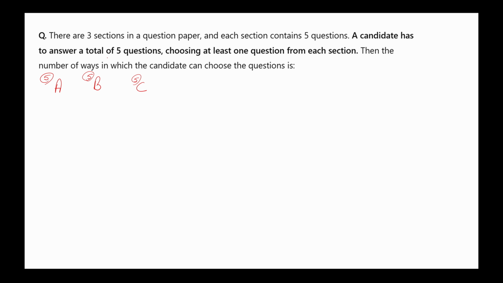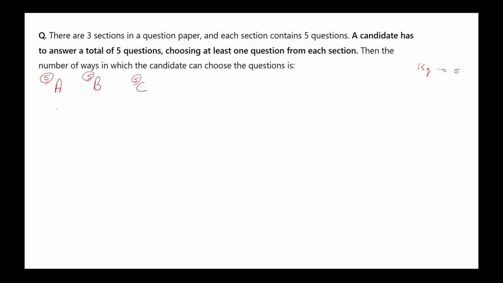A candidate has to answer a total of 5 questions. So ultimately, first of all, I have 15 questions, out of which I have to choose only 5 questions. Now he has to choose at least one question from each section. That means one question should come from each section, and the rest he can choose from any of the sections. It can be 2 from A, 2 from B, or 2 from C, or it can be 3 from A, 3 from B, anything. Then the number of ways in which the candidate can choose questions are.